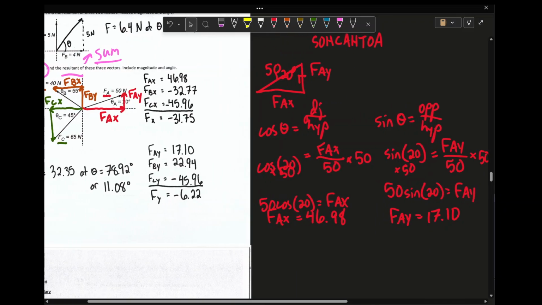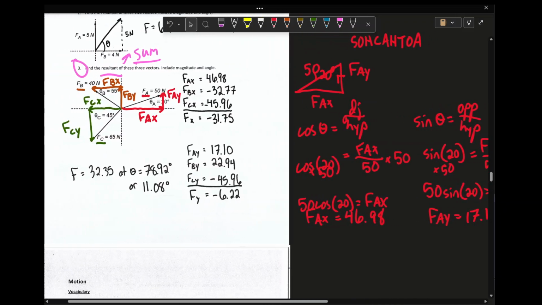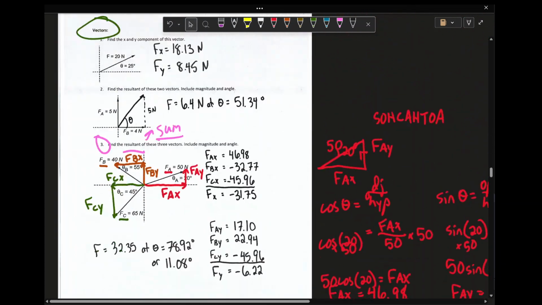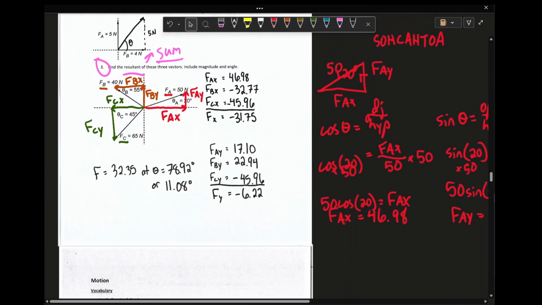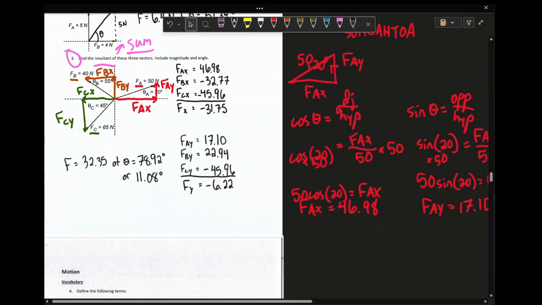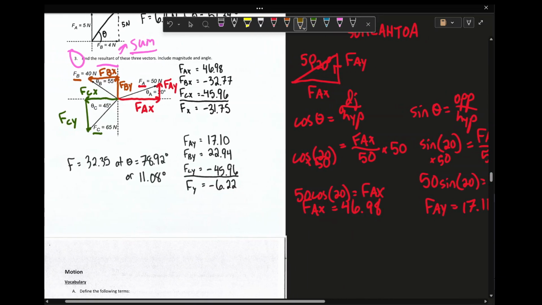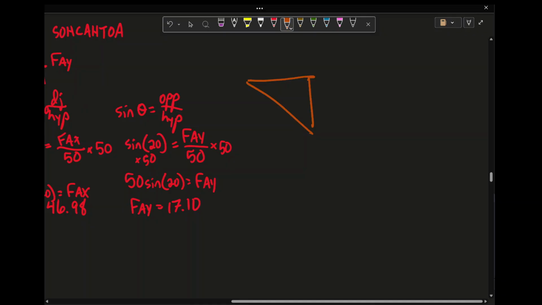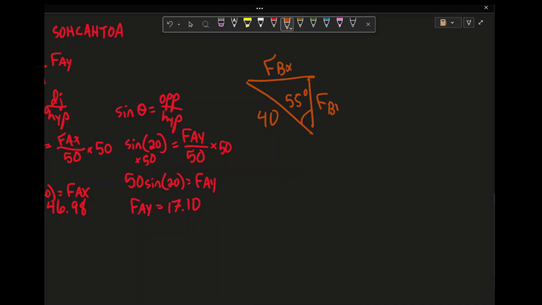And now, to move forward, everything else seems fine. Okay. So now we do the other ones. We'll do B. B is going to be 40 newtons at 55 degrees. So we'll go here. This is 55 degrees. This is 40. This is FBX, and this is FBY.